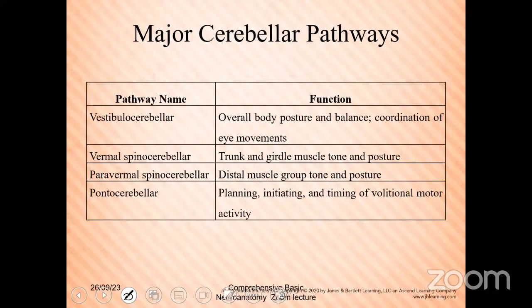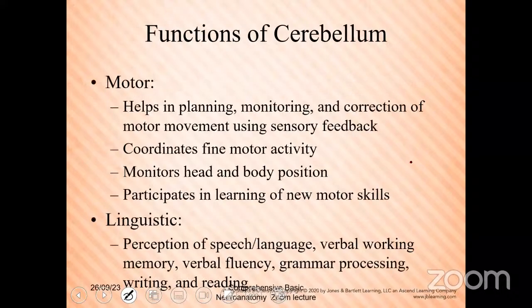coordination of the eye movements are its purview. Vermal spinocerebellar pathway, trunk and girdle muscle tone and posture is the responsibility of the spinocerebellar tract. And paravermal spinocerebellar part, distal muscle groups, tone and posture, and pontocerebellar, planning, initiating, timing of volitional motor activity. All these are the functions. You can see, for posture and balance you require cerebellum, coordination of eye movements, trunk and girdle muscle tone and posture, distal muscle group tone and posture, planning, initiating, and timing of volitional motor activity.